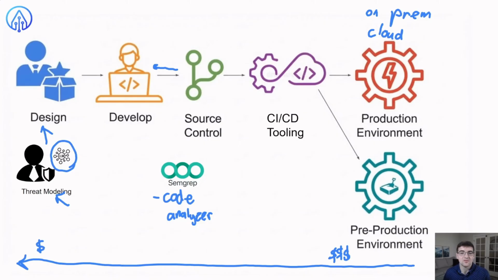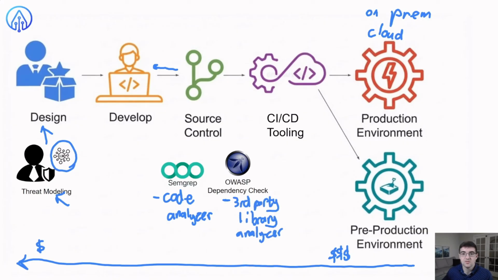Now, an open source and free version of this is OWASP Dependency-Check. You can think of OWASP Dependency-Check as a third-party library analyzer. This will tell you if there are any libraries in your code that have significant vulnerabilities. Those of you who might remember Log4j, that was a third-party library vulnerability.